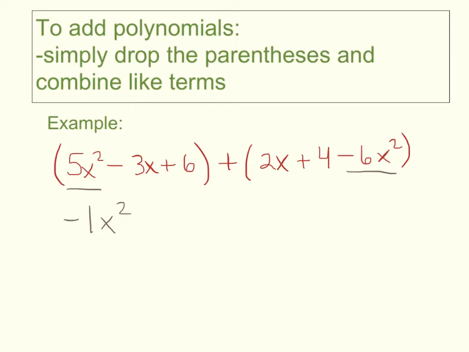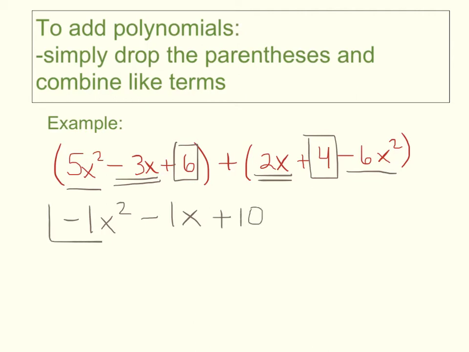Then we have negative 3x and 2x, those are like terms, same variable, same power. Negative 3 plus 2 is negative 1x. When you add, you just add the coefficients. And then we have 6 and 4. If we add those together, we get 10. And that's it. That's all you do. Okay.